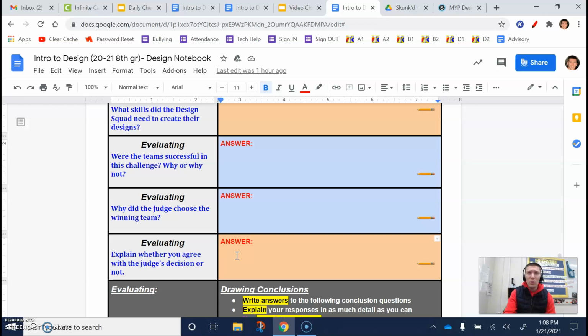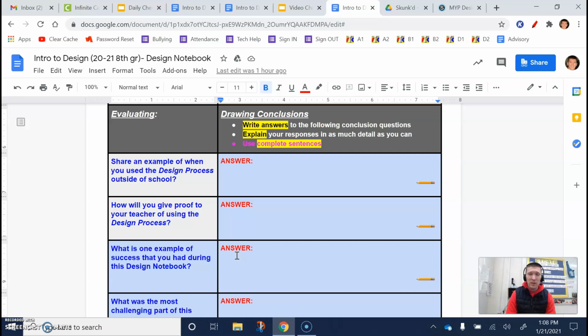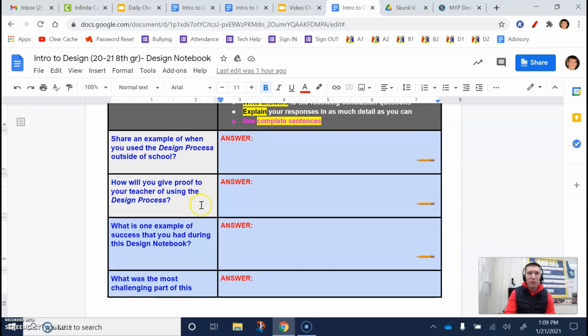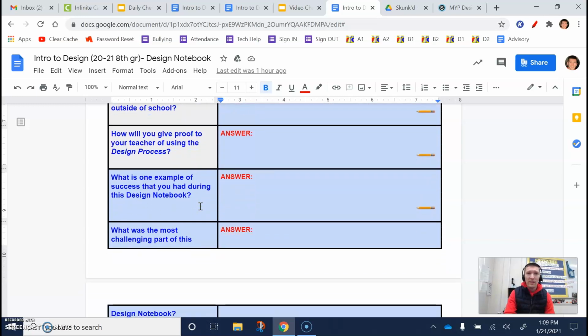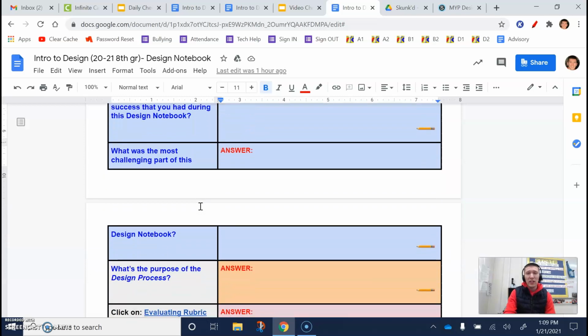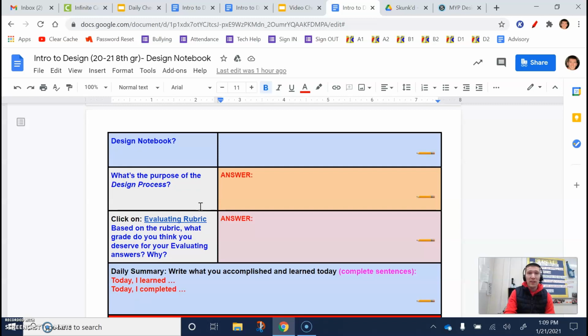And then the last thing you need to do before concluding your design notebook are answering the conclusion questions. So just take a mental break if you need to in between, but then jump right into the conclusion questions. Share an example of when you use the design process outside of school. How will you give proof to your teacher of using the design process? What is one example of success that you had during this design notebook? What was the most challenging part from this design notebook? You've had 3 days to do this. What was most challenging? What's the purpose of using the design process?